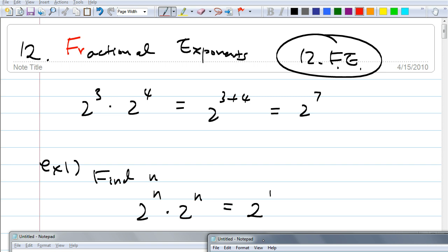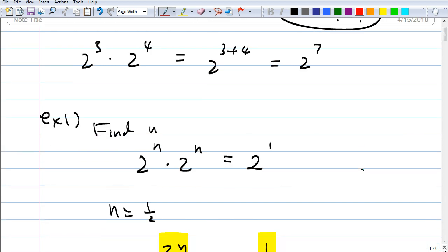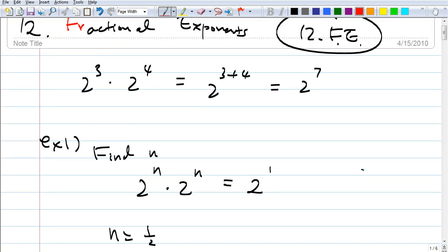Who has the answer? Andrew? N equals half. Half is correct. If n is half, look. Like 2 to the half. I could actually write it down right here. 2 to the half power times 2 to the half power. What do you get? 2 to the half plus half. What is this? 2 to the 1. Is that what we get?